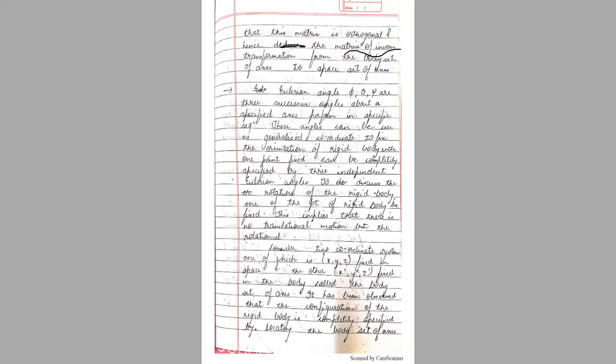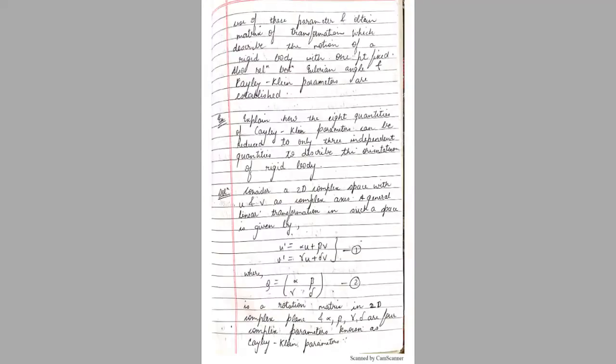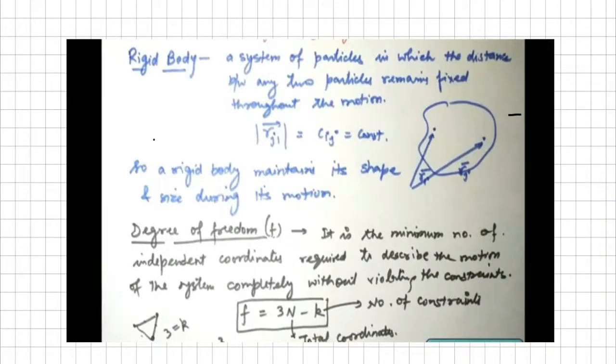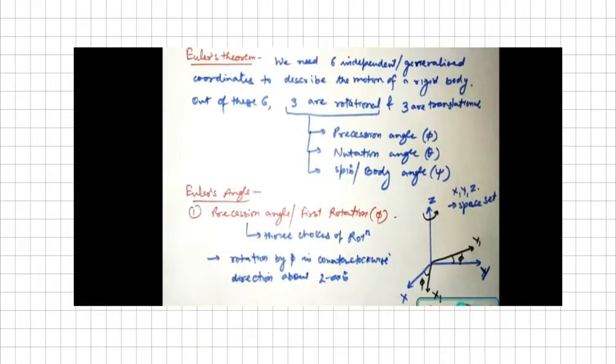So what are Eulerian angles? Again, I will go back to what I have prepared to explain it to you. Rigid body I have already explained. So basically, what is Euler's theorem? This is Euler's theorem that says that we need six independent or generalized coordinates to describe the motion of a rigid body. Why? Because it has 6 degrees of freedom. Out of these six independent or generalized coordinates, three coordinates contribute to the translational motion and three coordinates contribute to the rotational motion.